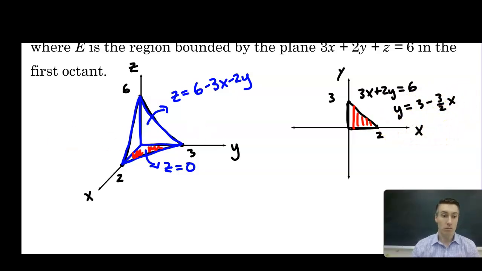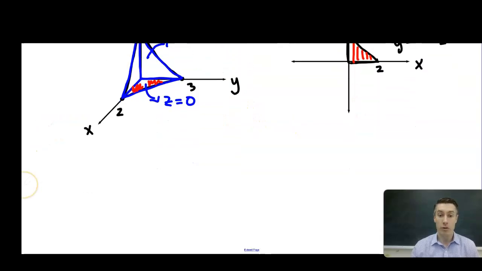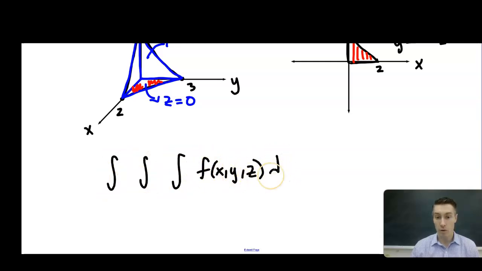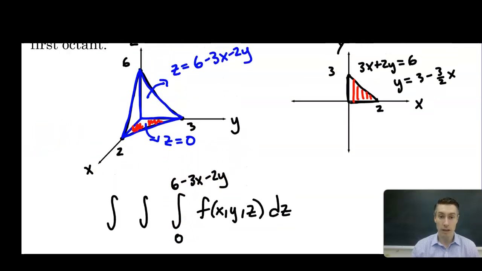Okay, so with all of this information and these pictures, do the best you can, it doesn't have to be perfect, we can set up our triple integral. So triple integral of f of x, y, z. We're going dz first. So z goes from 0 to 6 - 3x - 2y. Just make sure I got those values right.